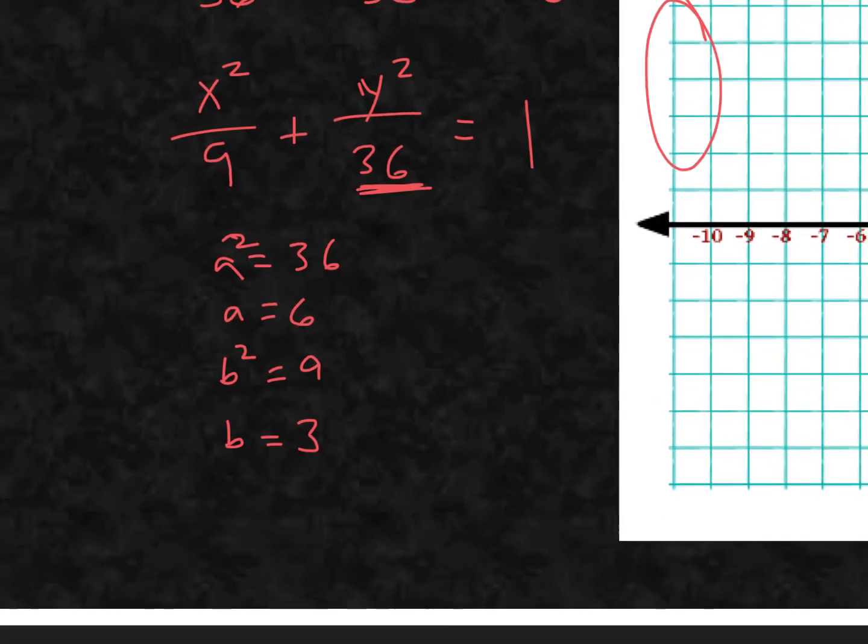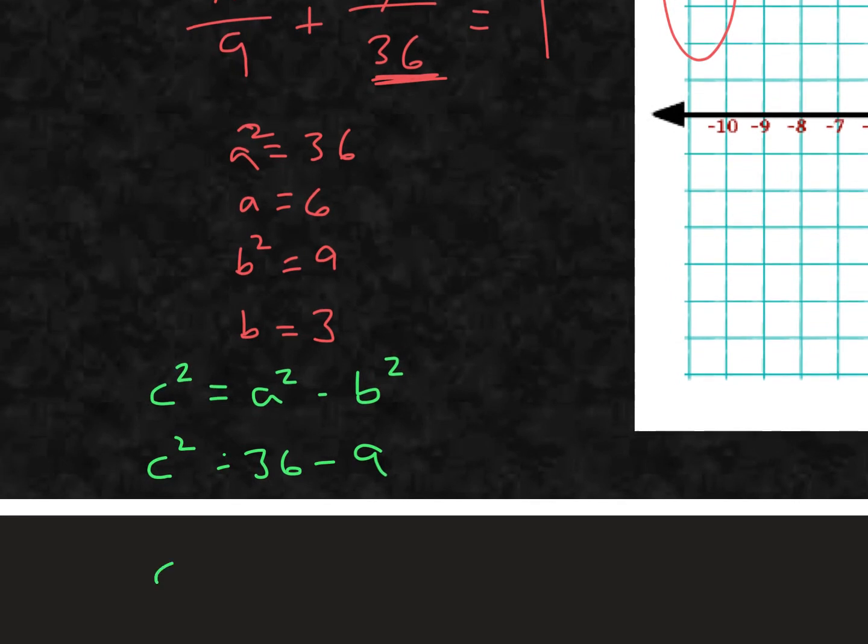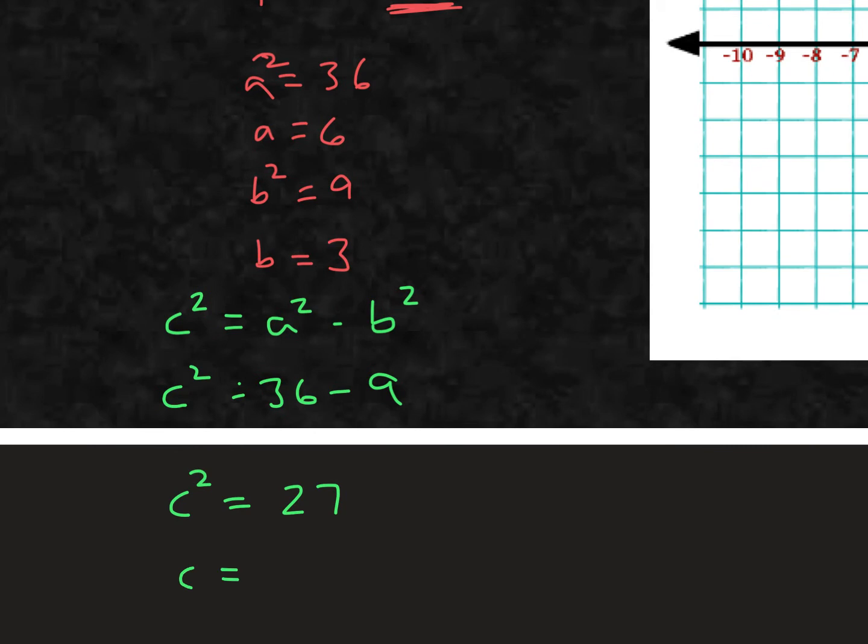And then to find my foci, I use the formula c squared is equal to a squared minus b squared. So c squared is equal to a squared, which is 36, minus b squared, which is 9. So c squared is equal to 27. So c is equal to the square root of 27, which would be 3 square root 3.